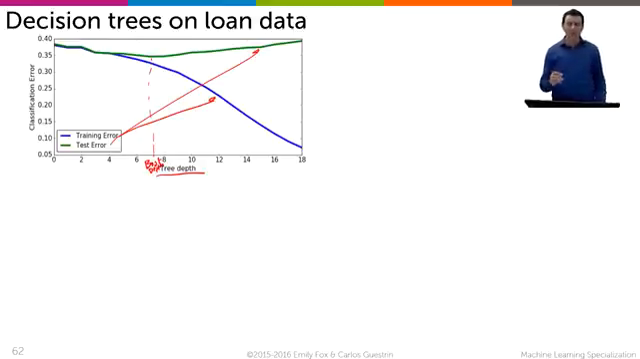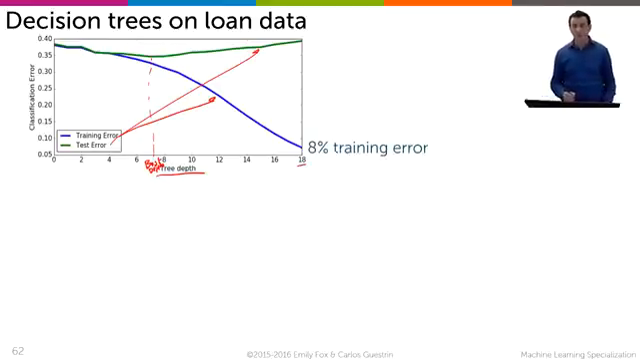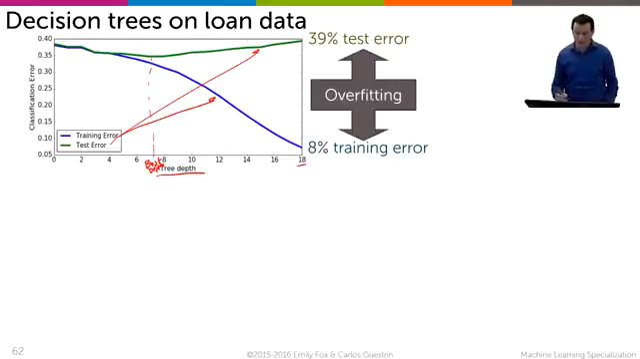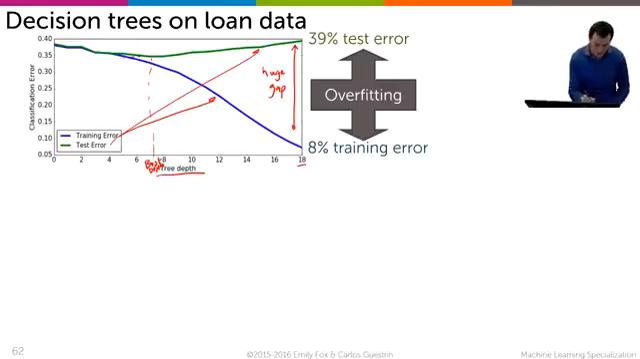But eventually it goes back up. So let's say after depth 18 over here, the training error is down to 8%, so it's really low training error, but the test error has gone up to 39%. And we observe overfitting, and in fact, we observe a huge gap here. The other thing to note, by the way, is that the best decision tree has classification error in the test set of about 34% or so.